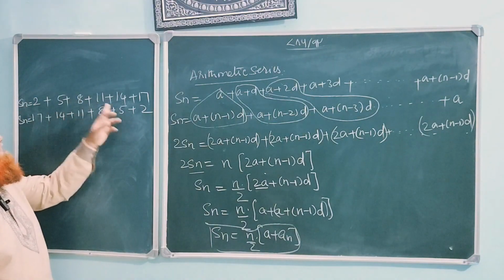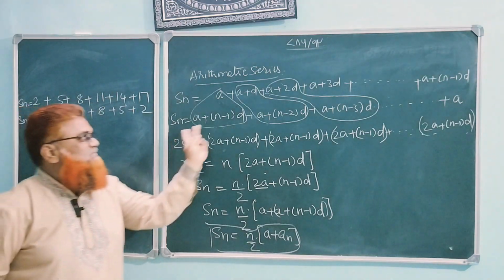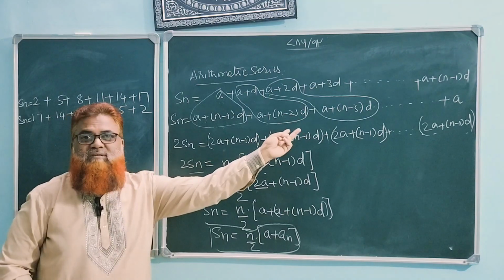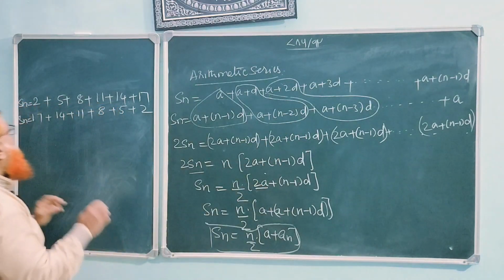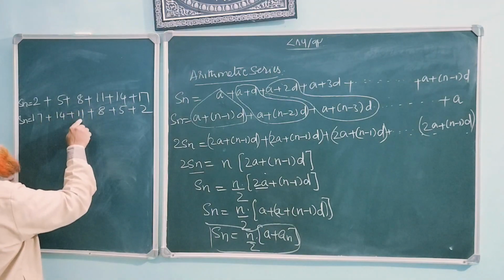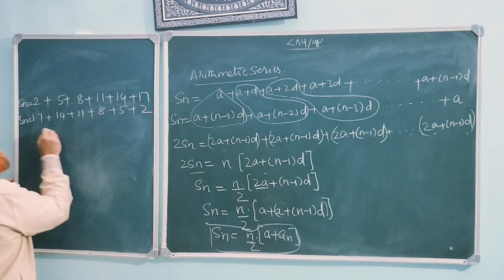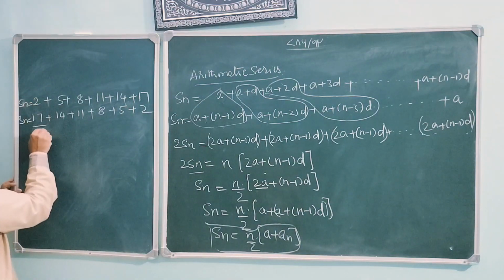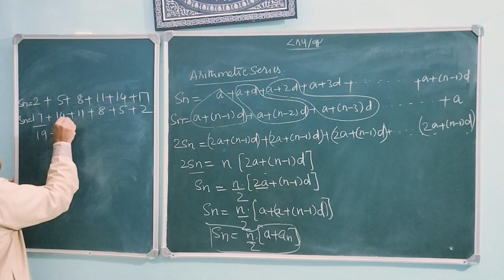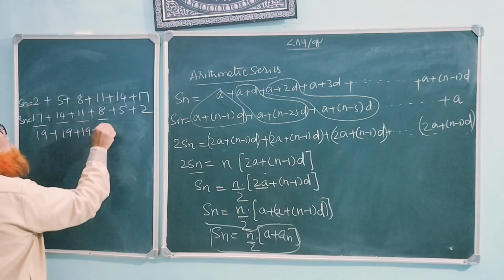2 plus 5 plus 8 plus 11 plus 14 plus 17. Reverse the order as I have reversed here, taking the last term to the first and the first term to the last. I have added 2 plus 17, 5 plus 14, 8 plus 11, 11 plus 8, 14 plus 5, 17 plus 2. What do you get? This will be 19, 19, 19, and 19. It is common.